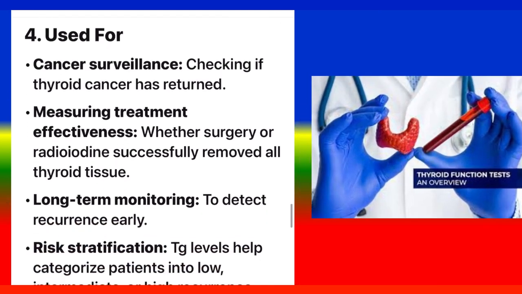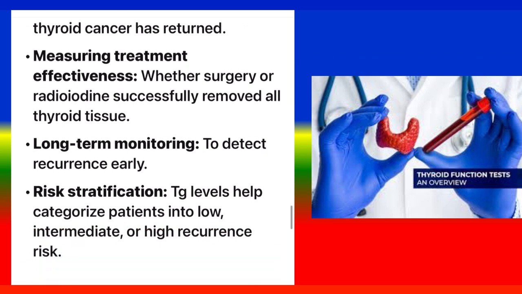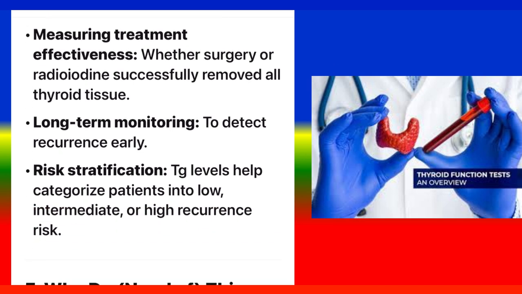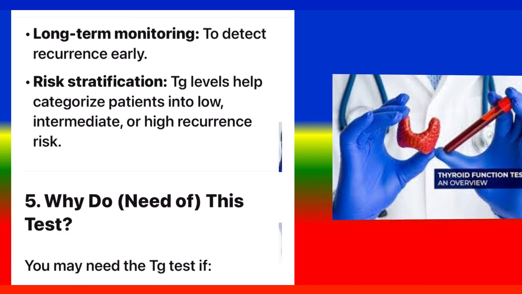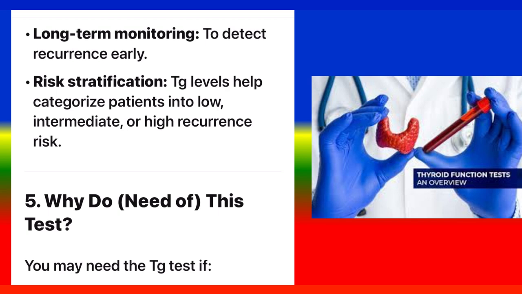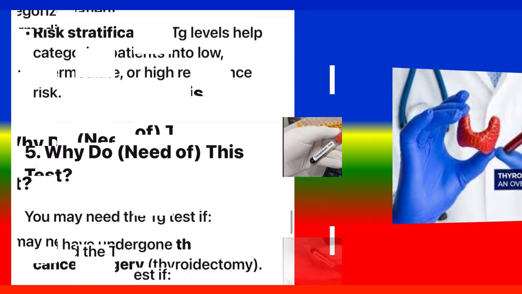Number 4. Uses. Cancer surveillance, checking if thyroid cancer has returned. Measuring treatment effectiveness, whether surgery or radioiodine successfully removed all thyroid tissue. Long-term monitoring, to detect recurrence early. Risk stratification, TG levels help categorize patients into low, intermediate, or high recurrence risk.